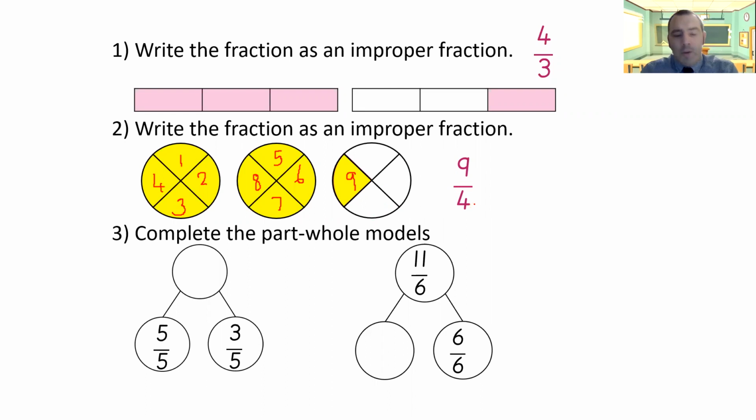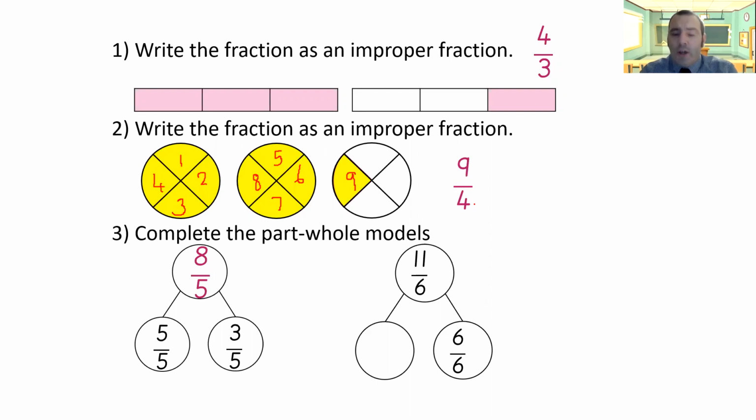Completing the part-whole models. So I said we wanted improper fractions at the top of the part-whole models. 5/5 and 3/5 added together gives me 8/5. So with this, if the denominators are the same, we leave them alone. We don't change them. We just add the numerators together. The same for our second question. We know we're working in sixths, so I'm not going to take 6 over 6 away from 11 over 6 to leave me with 5.